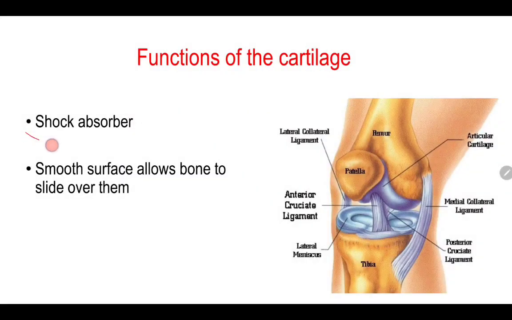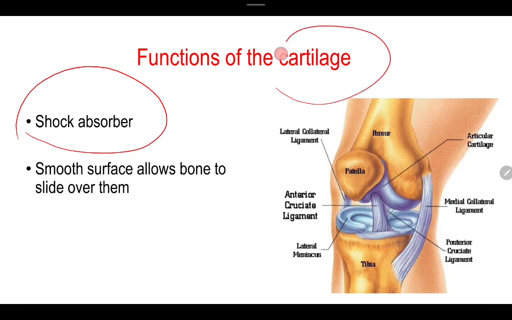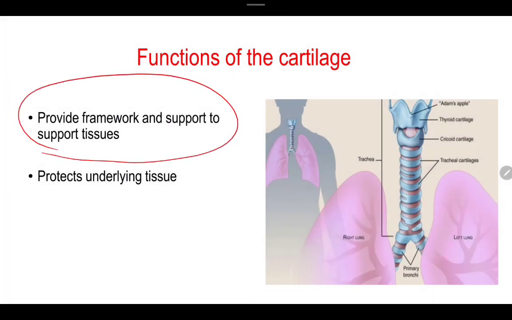Since your cartilage can be a shock absorber, it also allows the bones to slide over each other. That's why humans are capable of different ranges of motion. It's because of the cartilage. So, remember, it acts as a shock absorber and it allows bones to slide, so that it is not painful whatever we do. The next function is that it provides framework and support to our tissue, by covering it.